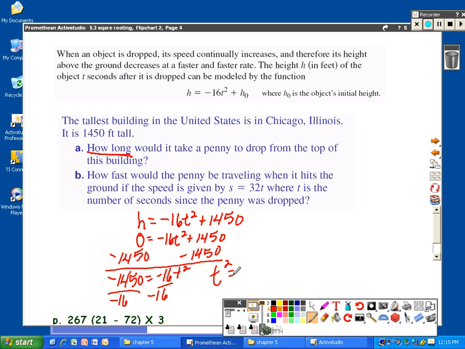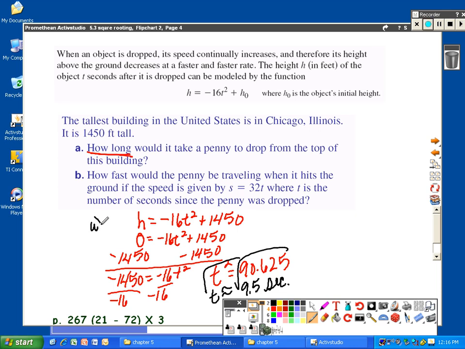and then, let's see, what is negative 1450 divided by negative 16? 90.625. Then I'll need to square root that. That means t is approximately 9.5 seconds. So in 9.5 seconds, that penny will hit the ground.